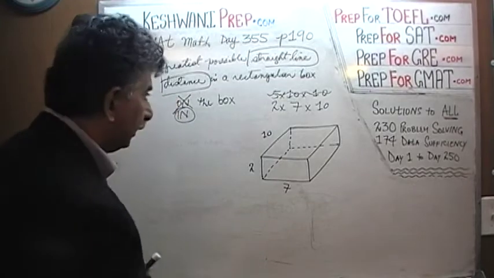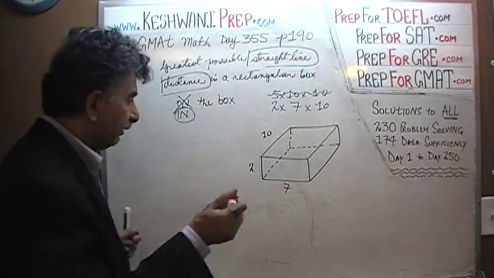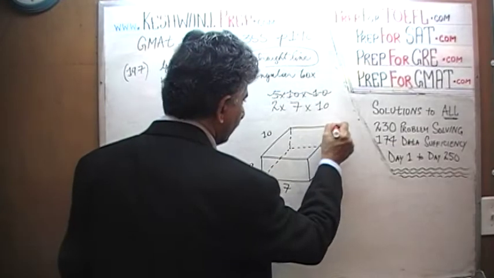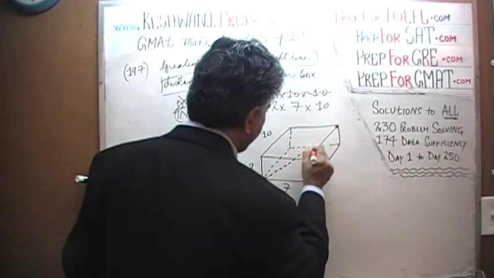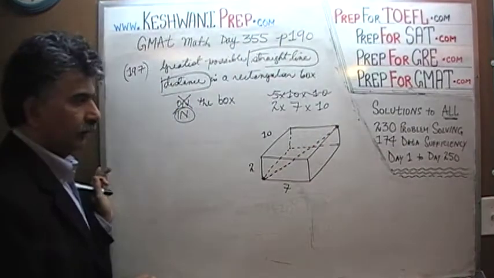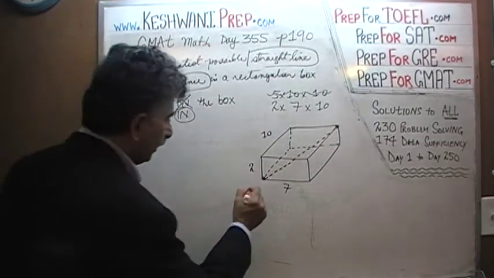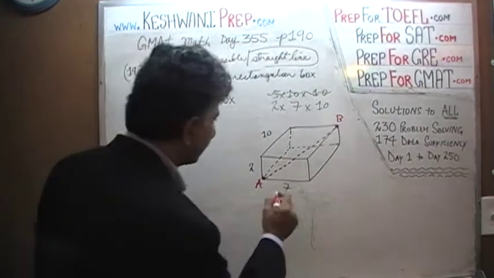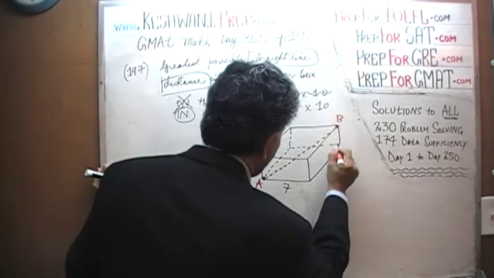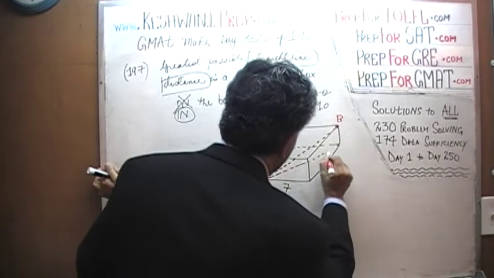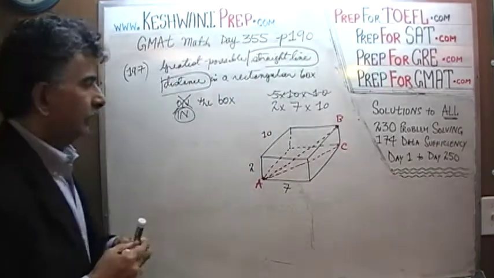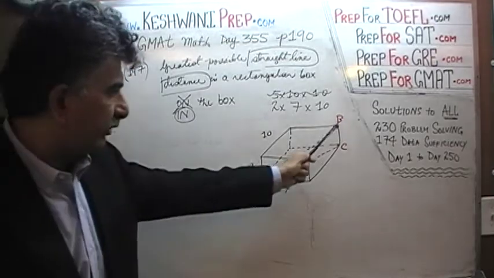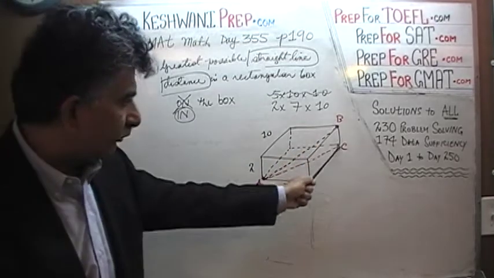Anyway, the longest possible distance that we can find between any two points here is this one, from this point all the way to that point. This one. Before we can find that distance, let's call it A to B, the triangle that we're going to be dealing with is this triangle right here. Before we can worry about the distance A to B, we first have to know what A to C is.